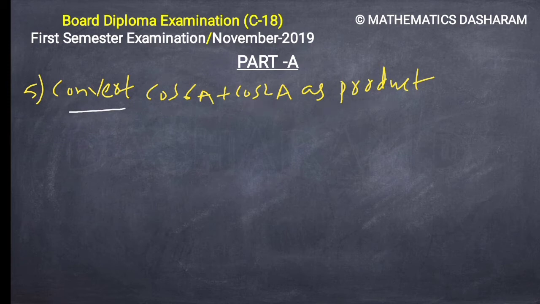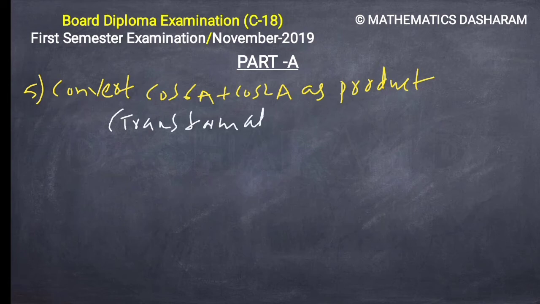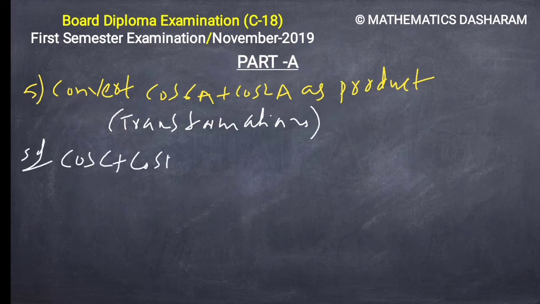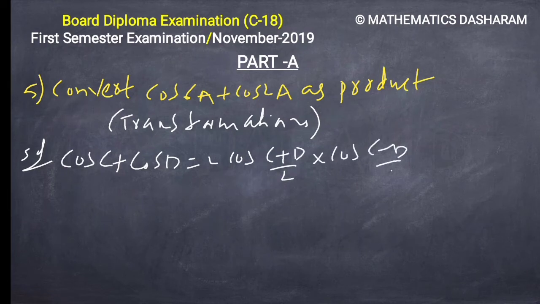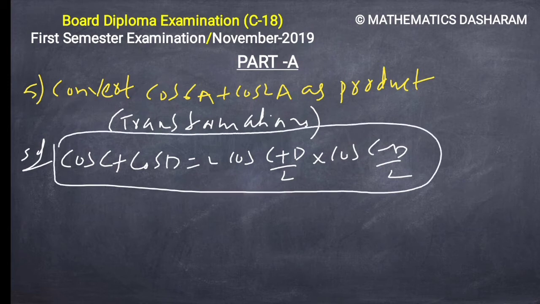So it is a question from the transformations. So we have a formula, cos C plus cos D equals 2 cos of (C plus D) by 2 into cos of (C minus D) by 2. See, the left side is addition and the right side is product. So the addition value is converted into a product form. So use this formula. Here C equals 6A and D equals 2A.